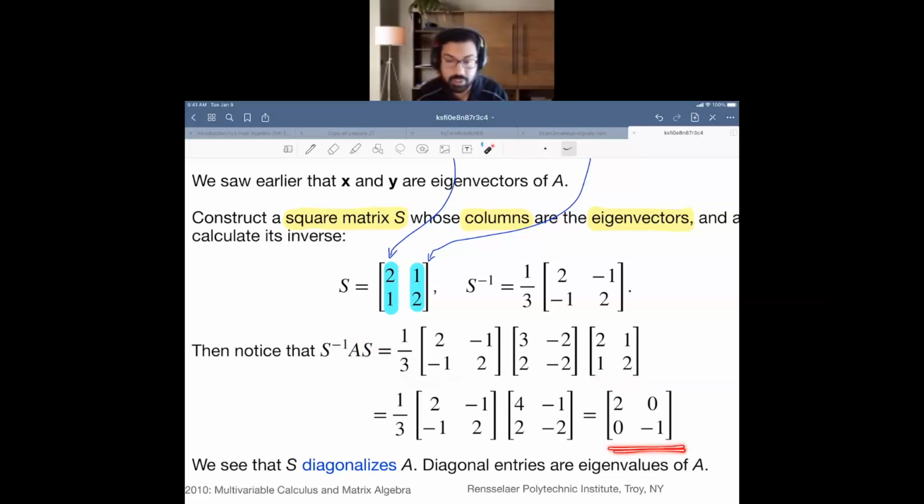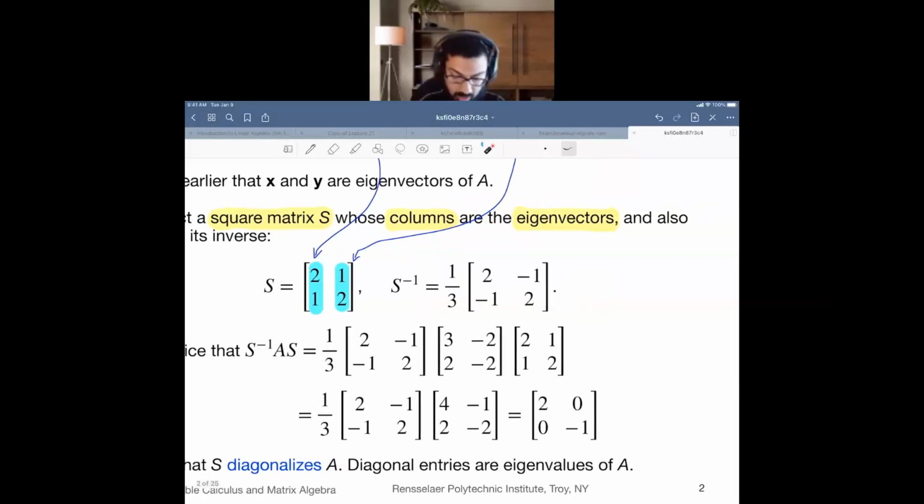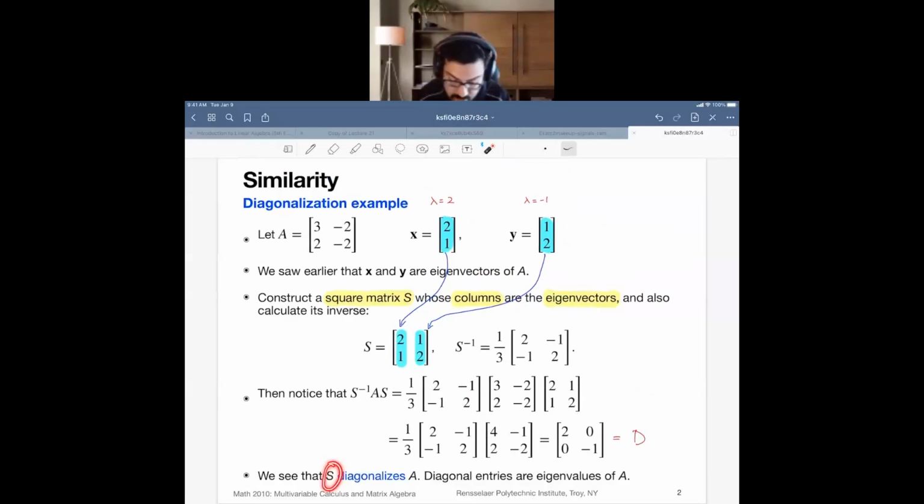The end result is going to be a diagonal matrix. I can use, say, D for this, and say this equals D. What I have is elements in the diagonal, but all the off-diagonal elements are 0. That's what we call a diagonal matrix. In this example, S, the square matrix which consists of eigenvectors, is diagonalizing A. I took A, which was not a diagonal matrix, and transformed it into a diagonal matrix using S, my square matrix of eigenvectors.